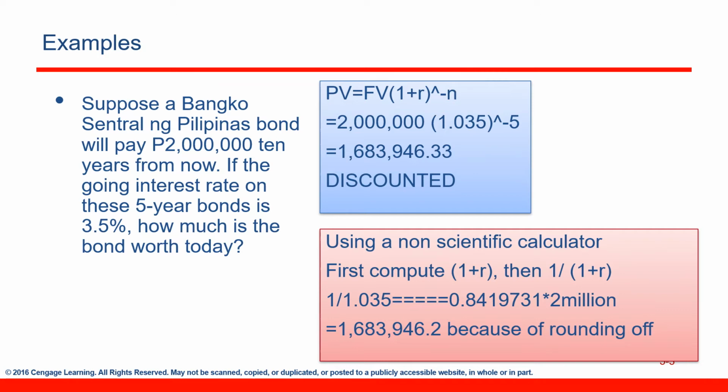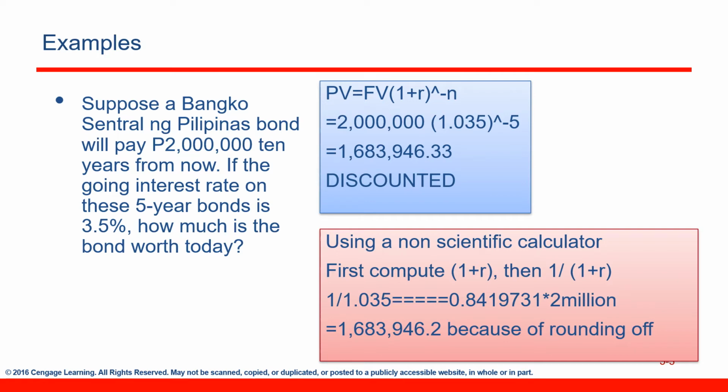Okay, now let's look at our example. Suppose a Bangko Sentral ng Pilipinas bond will pay 2 million 10 years from now. So if the going interest on these 5-year bonds is 3.5%, how much is the bond worth today? So meaning you will have 2 million 10 years from now, but the question here is, how much is that 2 million worth today? Okay, so take note, in present value we are discounting because our money today is different from our money in the future.